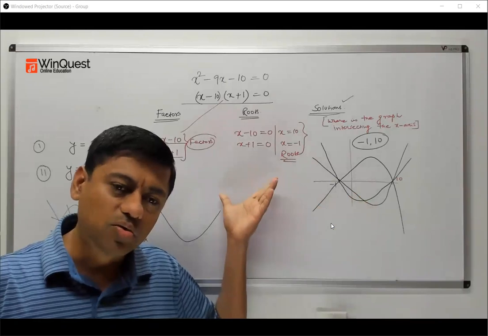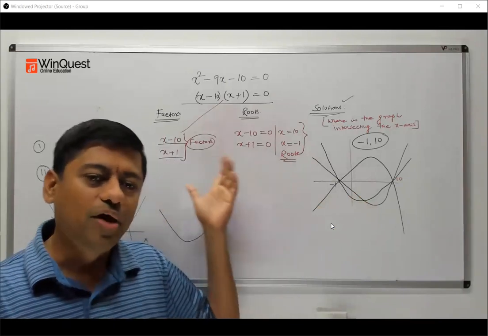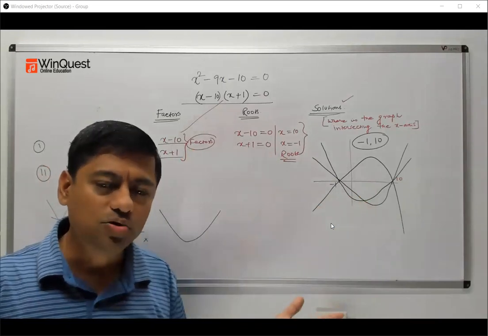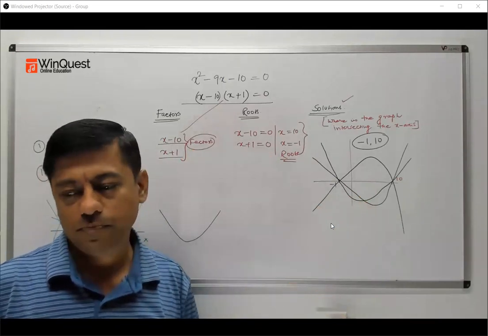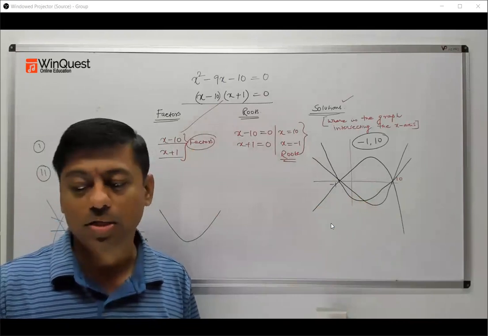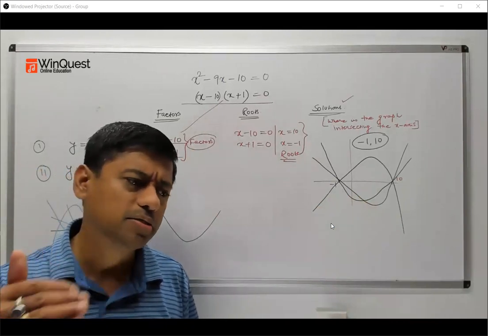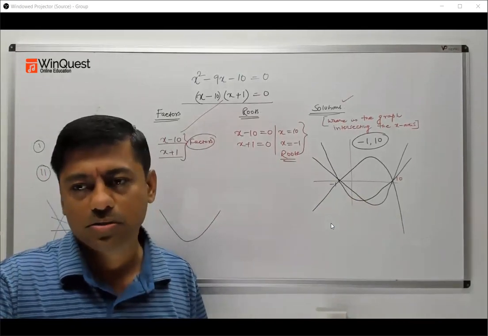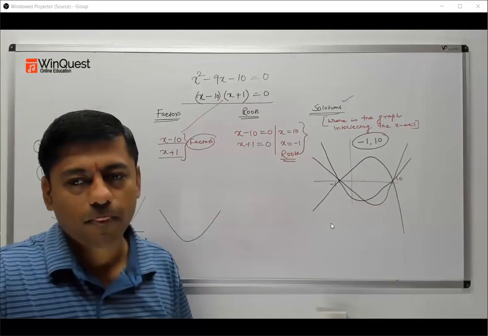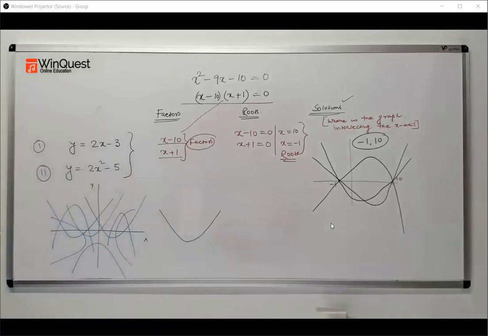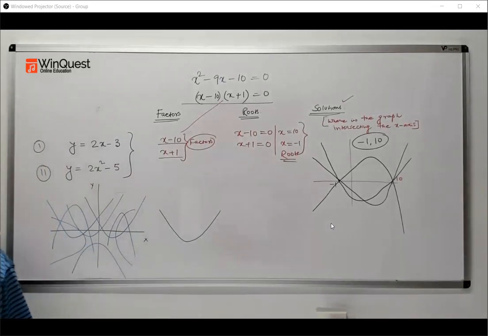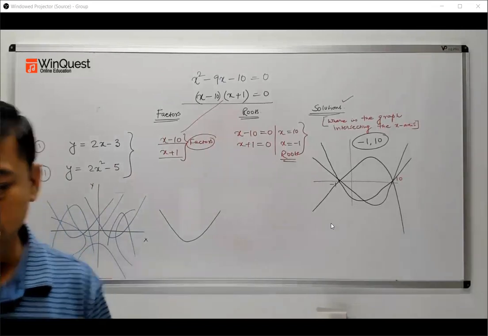And when somebody asks you, what is the root? When I take the factors and make them 0, then the values I get are called the roots. The answer will be the same in both cases. Only the thing is, you are heading in different directions, but the answer will remain the same. Are we clear about this? Do we understand factors, roots, and solutions?